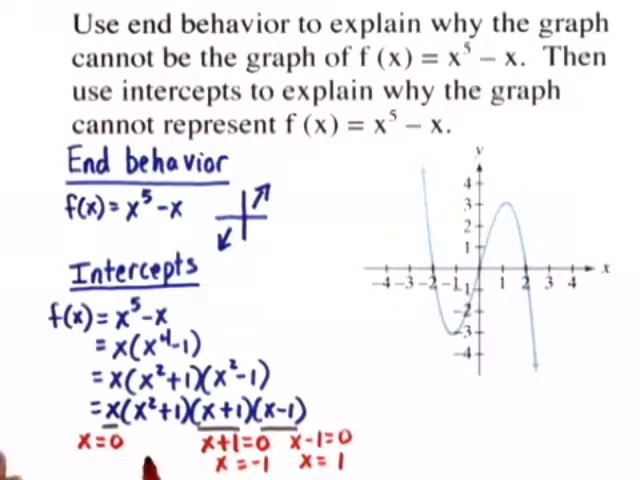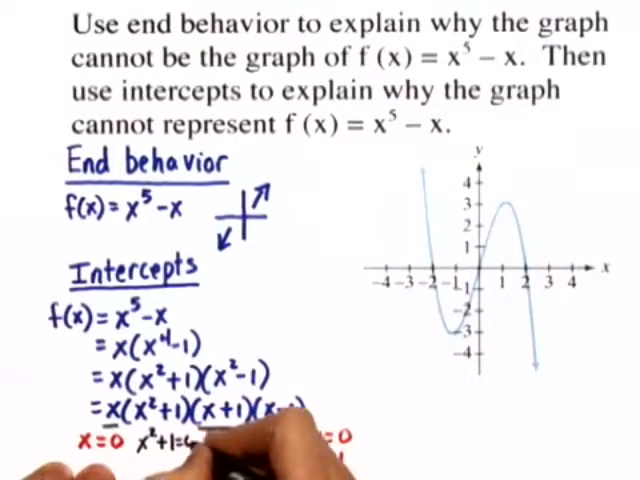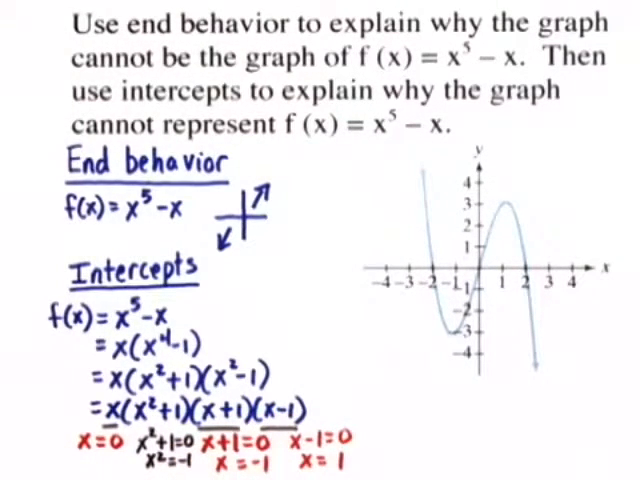Let's talk for just a minute about this quadratic factor, x squared plus 1. If I set x squared plus 1 equal to 0, I'll get x squared equals negative 1. There are no real solutions to this equation, so therefore this does not provide me with any x-intercepts.